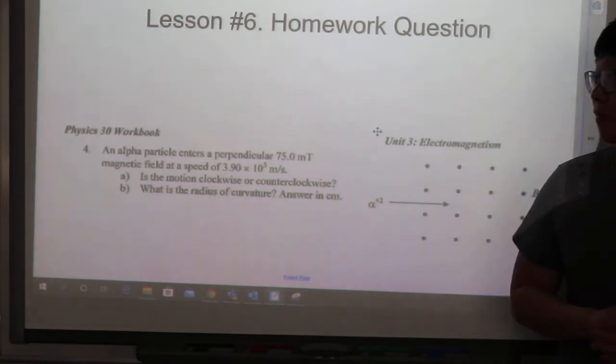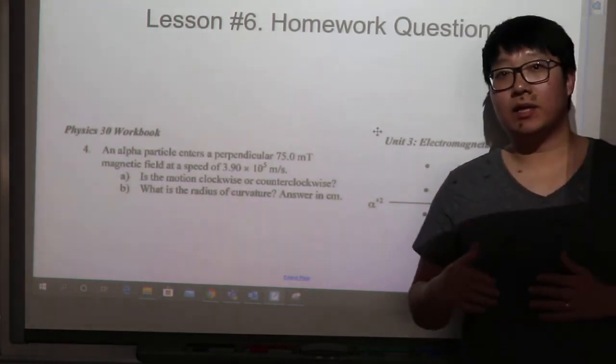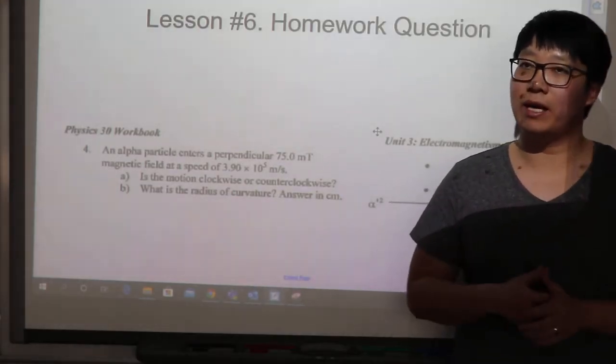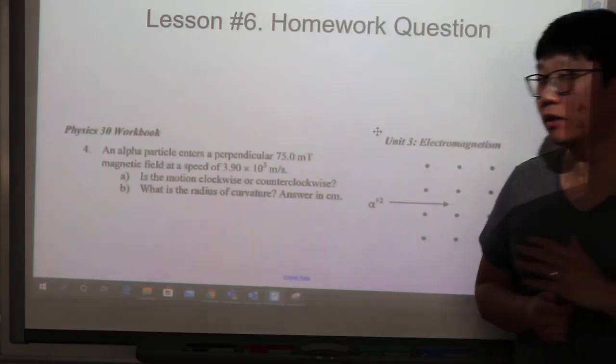I picked specifically question number 4 because I found that the previous video kind of cut how I use my left hand or right hand rule. So I'm going to apply this a little bit better.